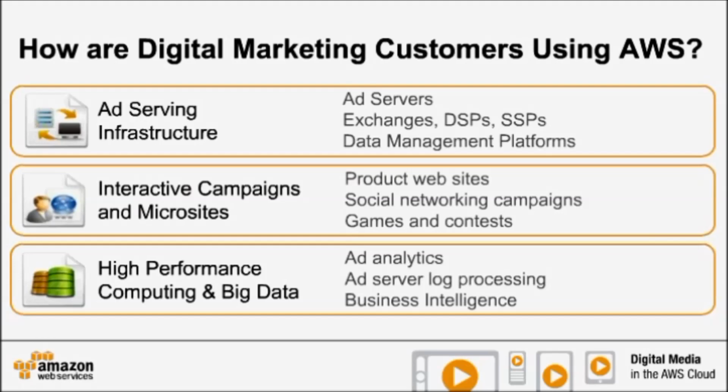People are also using AWS for interactive campaigns and microsites, so things like product websites, social networking campaigns, contests, things like that. And then on the back end, typically you need to measure the performance of these campaigns. And so using AWS for high-performance computing and big data around ad analytics and ad server log processing and business intelligence is really a great use of AWS.